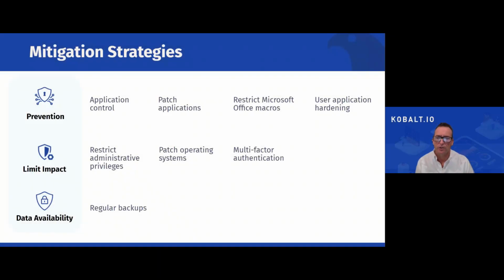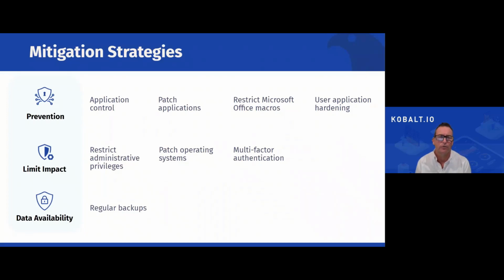So what are the mitigation strategies? They broadly come into 3 categories: prevention, limiting impact, and data availability. And really the 4 areas you need to focus on in prevention are application control. Application control is about knowing what applications are being used on your desktops and devices and servers. Patching applications is about making sure that the applications you're using on a daily basis are the latest versions.